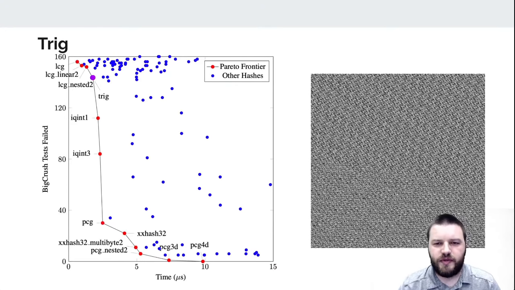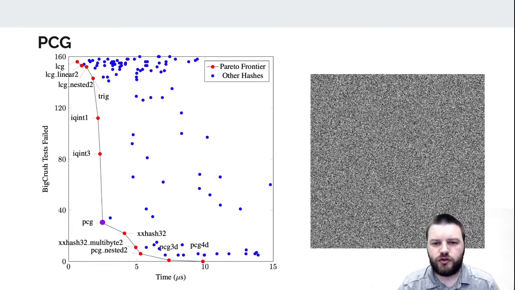Trig is interesting because it's fast and uses just floating point operations for input and output. Unfortunately, it uses sine functions, which gives it mixed results across different platforms. You can see repeating patterns in the resulting image.